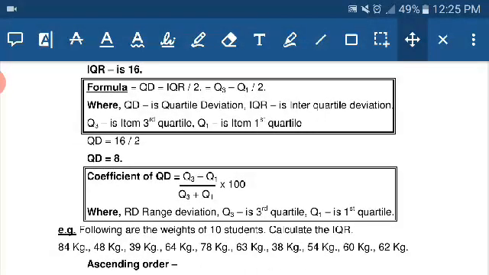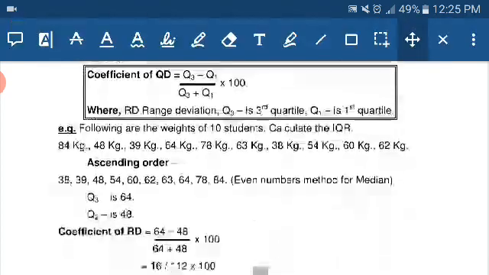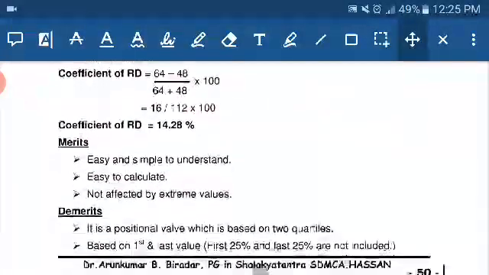In this quartile deviation, we have to divide the interquartile range by 2, meaning 16 by 2 equals 8. The coefficient of QD is equal to (Q3 minus Q1) divided by (Q3 plus Q1), into 100. See the example below.